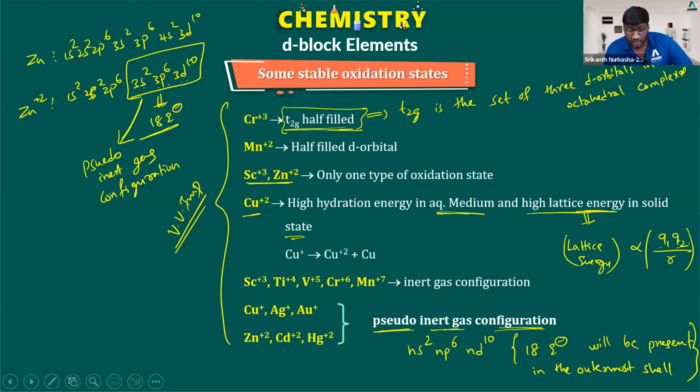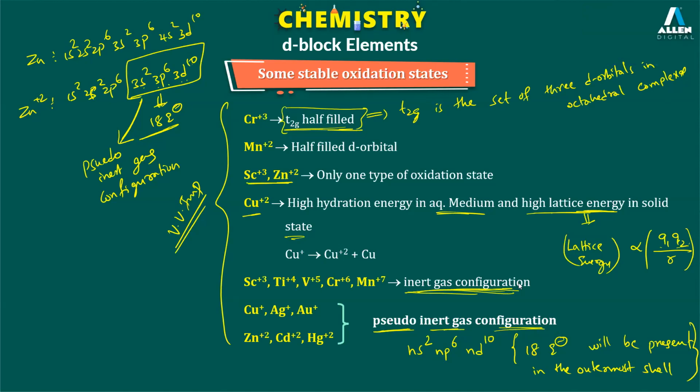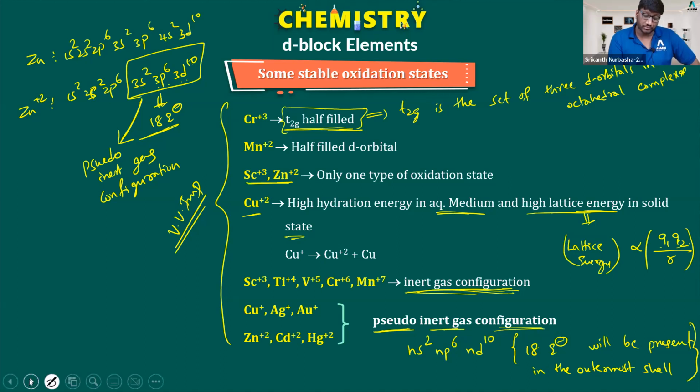Scandium plus 3, titanium plus 4, vanadium plus 5, chromium plus 6, manganese plus 7, they will directly have inert gas configuration, similar to argon. Is that clear, students? Yes, sir. Yes, very good.